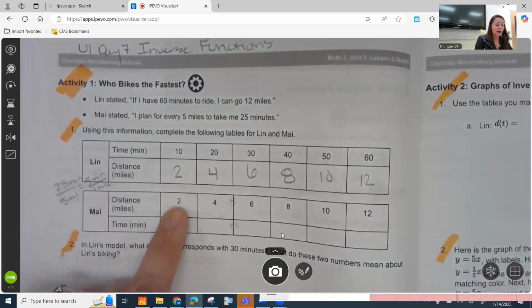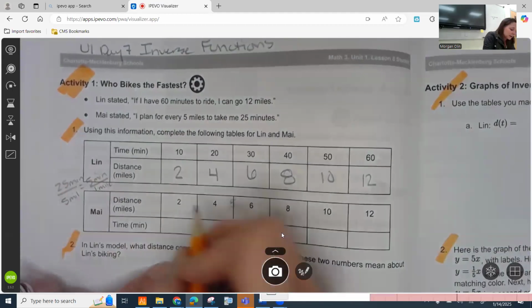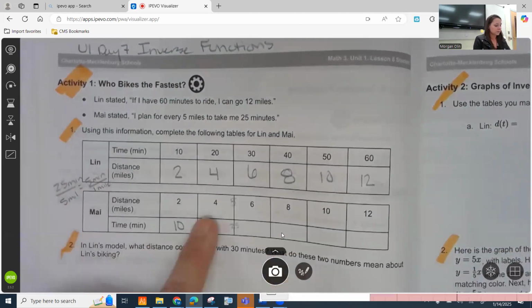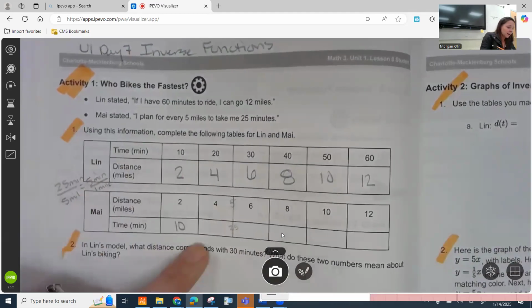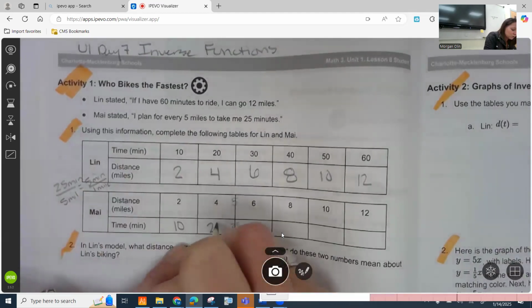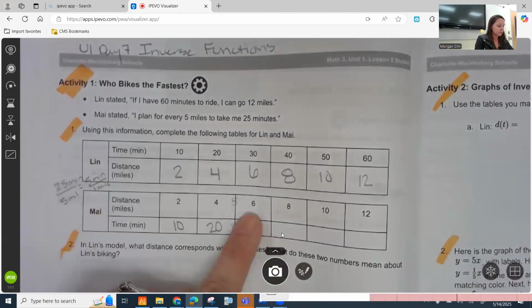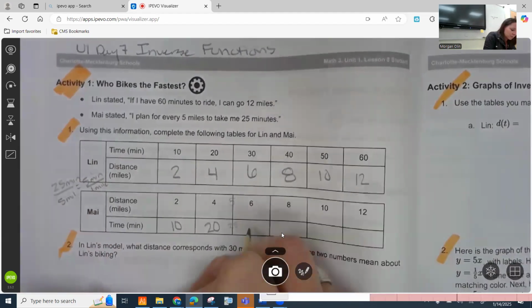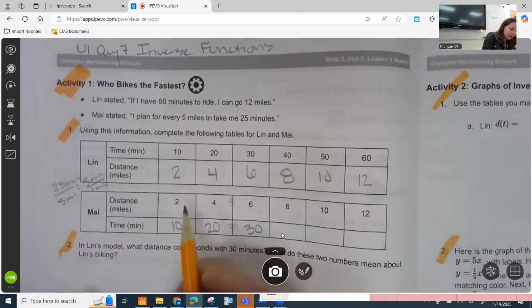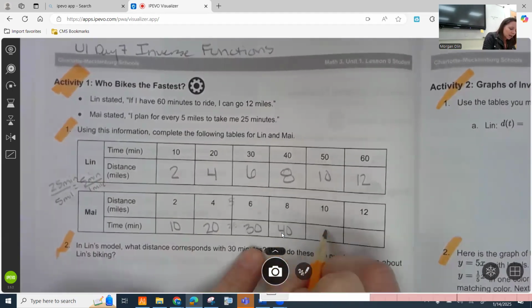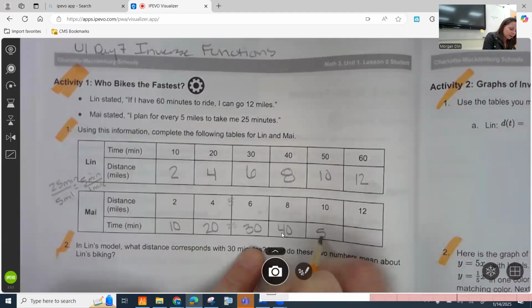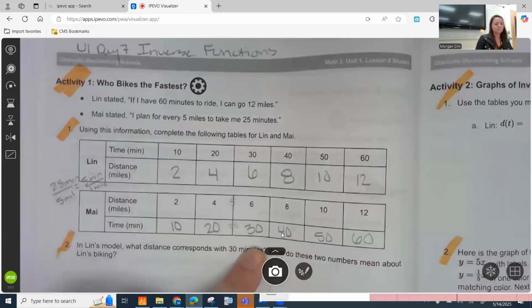So if I go 2 miles, how many minutes is it going to take us? It's going to take us 10. If I go 4 miles and it's 5 minutes for each mile, that's going to give me 20 because I'm doing 4 times 5. So 6 times 5, that's going to be 30. And you can notice every 2 miles, I go up 10. So that's going to be 40, that's going to be 50, and then that's going to be 60.